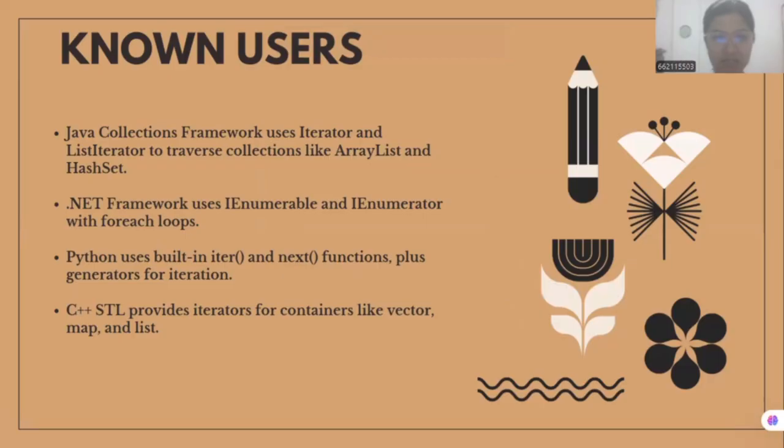Now I'm going to talk about known uses. The Java Collections Framework uses Iterator and ListIterator to traverse collections like ArrayList and HashSet. The .NET framework uses IEnumerable and IEnumerator with the foreach loop. Python uses the built-in iter and next functions and generators for iteration. C++ STL provides iterators for containers like vector, map, and list.